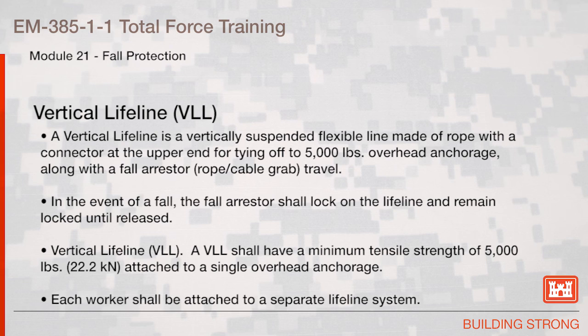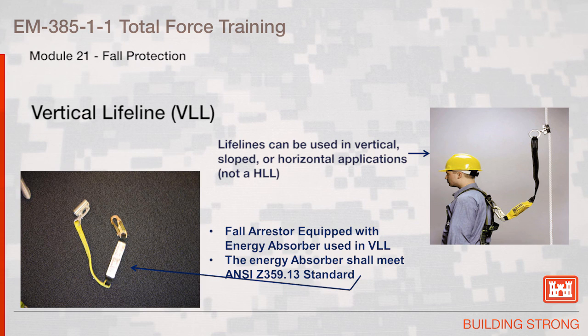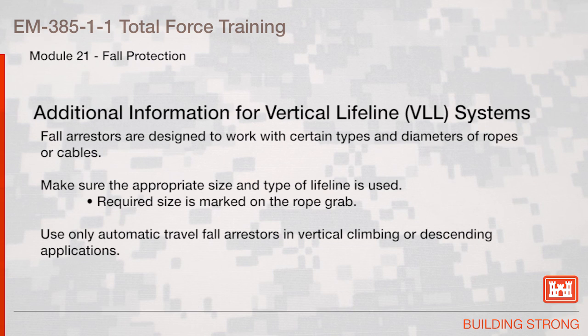A vertical lifeline shall have a minimum tensile strength of 5,000 pounds attached to a single overhead anchorage. Each worker shall be attached to a separate lifeline system. Lifelines can be used in vertical, sloped, or horizontal applications, but it is not a horizontal lifeline. A fall arrestor equipped with an energy absorber is used in vertical lifelines. The energy absorber shall meet the ANSI Z359.13 standard.